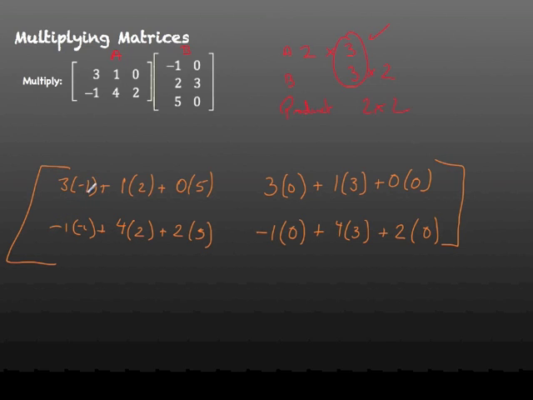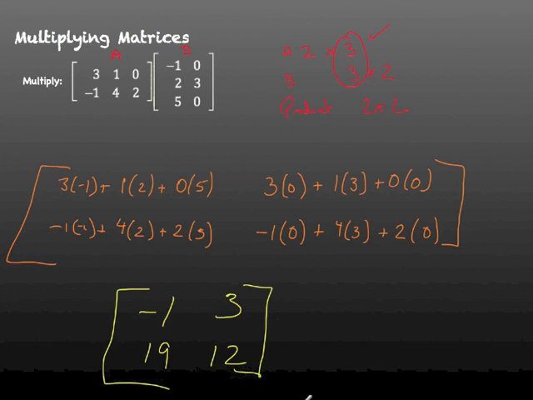3 times -1 is -3, plus 2 plus 0, -3 plus 2 is -1. 3 times 0 is 0, 1 times 3 is 3, plus another 0 is 3. 1 plus 8 plus 10 is 19, and 0 plus 12 plus 0 is 12, and that is your product. So your product is -1, 3, 19, and 12.